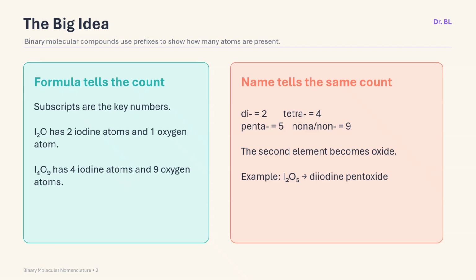You can see on this slide I2O, iodine and oxygen. There are two types of nonmetal. This is a molecular compound or a covalent compound.